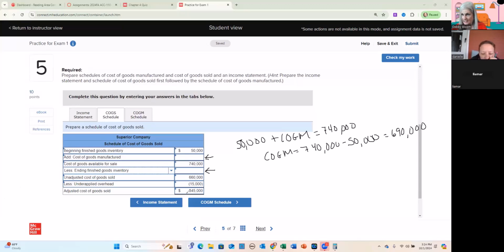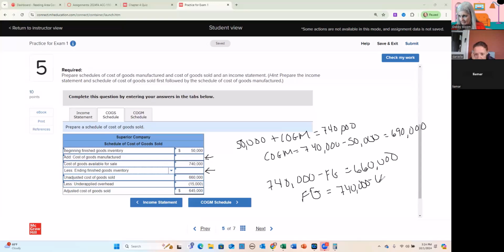Now it's annoying to keep turning off and on the writing, so I'll do the second one. For the second one, we know that cost of goods available for sale less ending finished goods inventory equals the unadjusted cost of goods sold. So 740,000 minus the finished goods equals 660,000. If I rearrange the terms, finished goods equals 740,000 minus 660,000. I'm pretty sure that's 80,000.